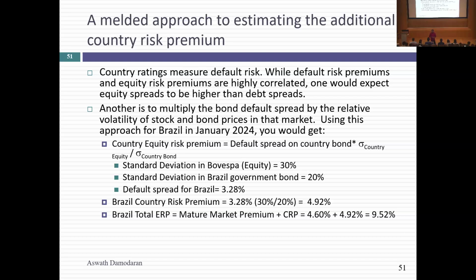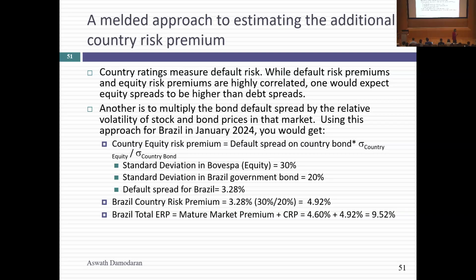You want to do an algebra problem? Here's what the algebra problem looks like. I'm sorry, 20% was the standard deviation of the government bond. So if I bought the government bond with a standard deviation of 20%, what am I charging as a spread? 3.28%. Equities are 1.5 times more volatile. So I should be charging 1.5 times the spread.